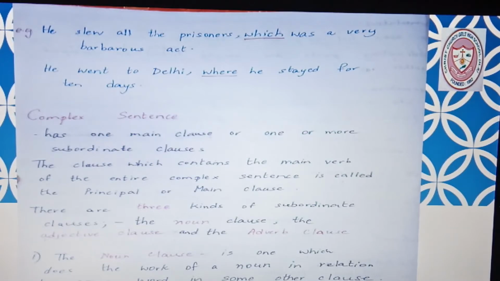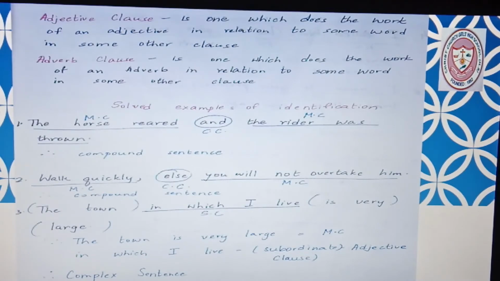Now, there are three kinds of subordinate clauses. The first is the noun clause. The second is the adjective clause. And the third is the adverb clause. Now, a noun clause is one which does the work of a noun in relation. That means it has the function. It performs the function of a noun. So, it does the work of a noun in relation to some word in some other clause. It performs like a noun, so it's called a noun clause.